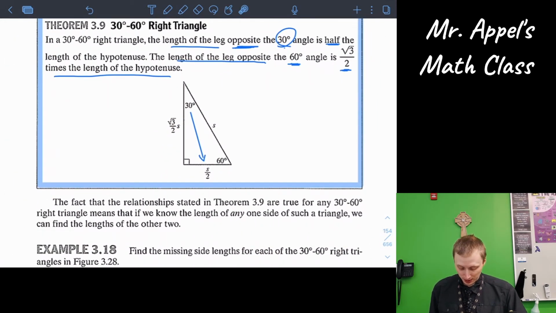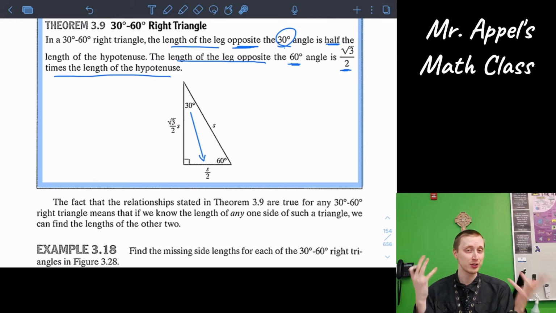The fact that the relationships stated in Theorem 3.9 are true for any 30-60-90 right triangle means that if we know the length of any one side of such a triangle, we can find the lengths of the other two. Okay? If we know it's a 30-60-90 triangle, and we know one measurement, we can find instantly the other two. We don't have to go through the Pythagorean Theorem all over again.